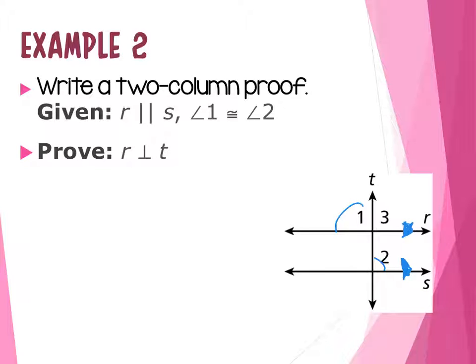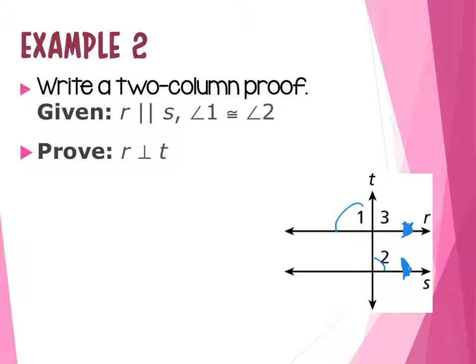So how would we prove, without actually going through the whole process, that R is perpendicular to T? Yep, go ahead. Angle 1 and angle 2 are corresponding. No, congruent. Angle 1 and angle 2 are congruent, but in order to get that this and this are perpendicular, what would we have to say about 1 and 3, let's say?